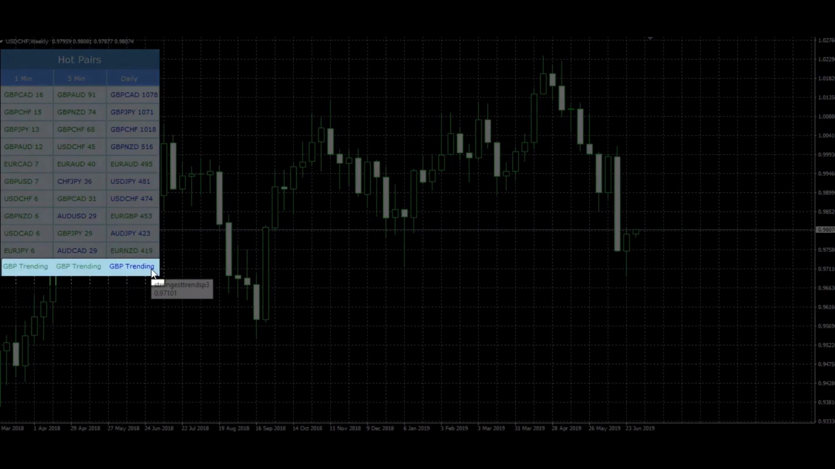Further analysis is done within these 10 trending currencies, and a top trending currency is identified, which is shown below each timeframe's list.